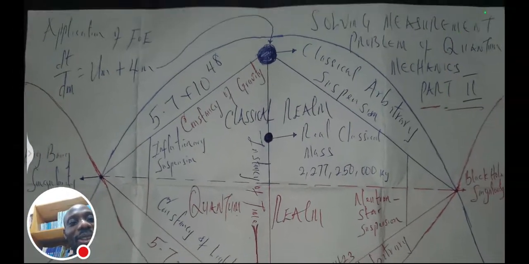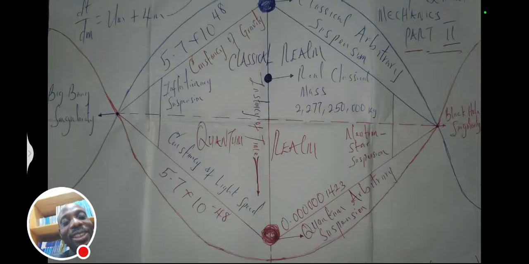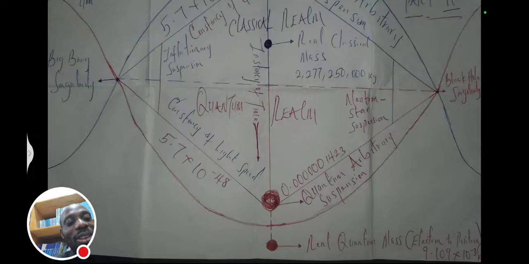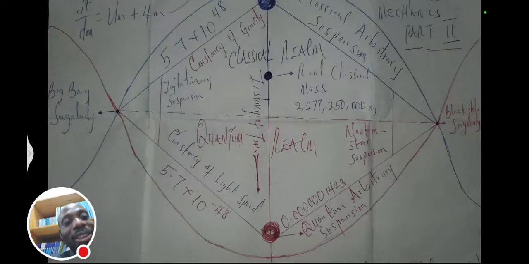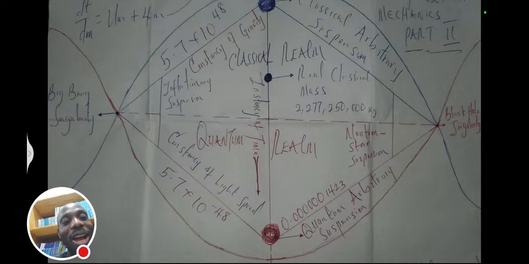Now, this is the time energy wave model, and from this part, you can see the suspension of equilateral triangle right inside it. So you can see the top area is the classical realm, the down area is the quantum realm. So now in this case, we use the electron's mass worth to get its counterpart, and its counterpart is 2,277,250,000 kilogram.